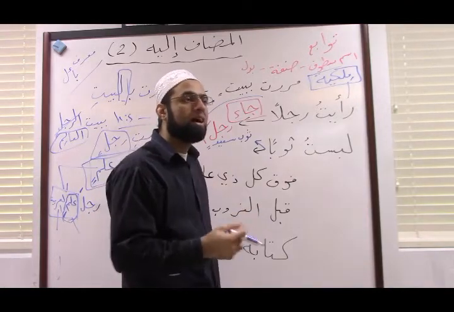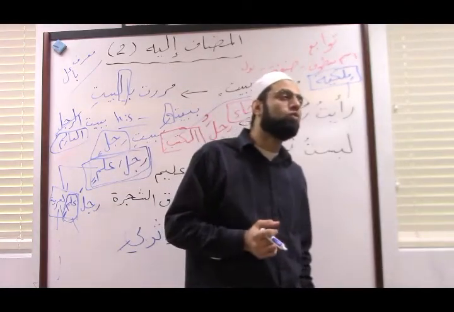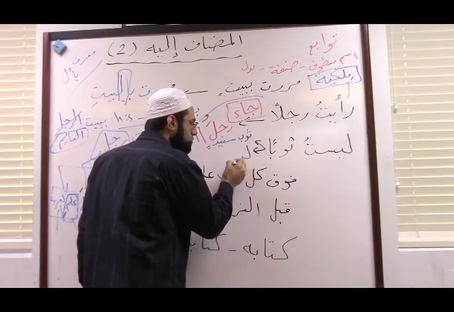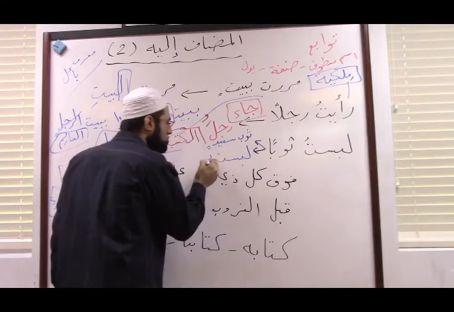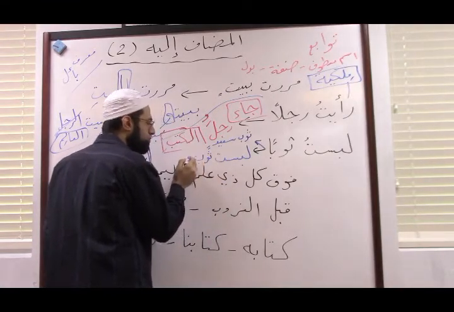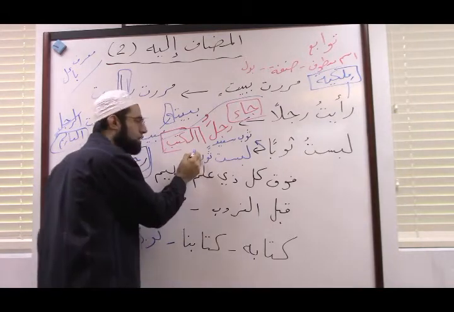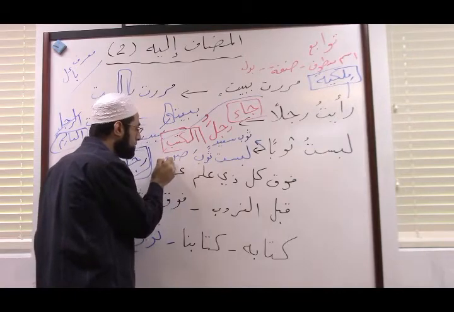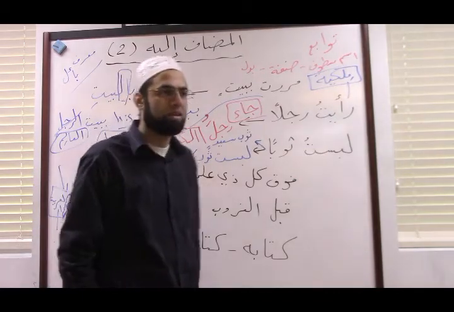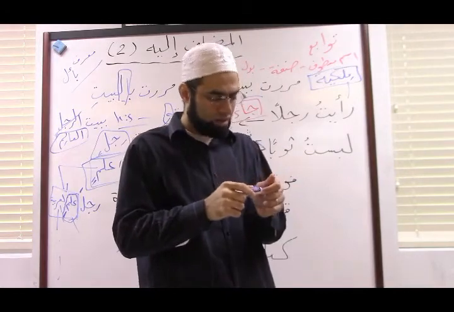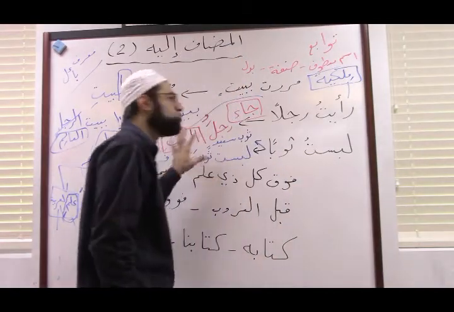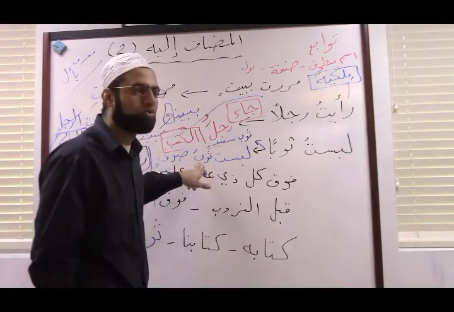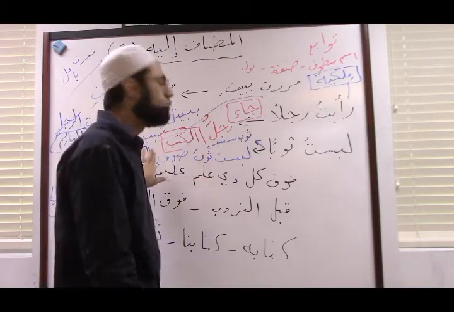What if I say I wore a garment of wool? لبست. Who knows wool? صوف. So how do I say: لبست ثوب صوف. You can say ثوب الصوف, the dress of wool, a dress of wool. ثوب صوف.